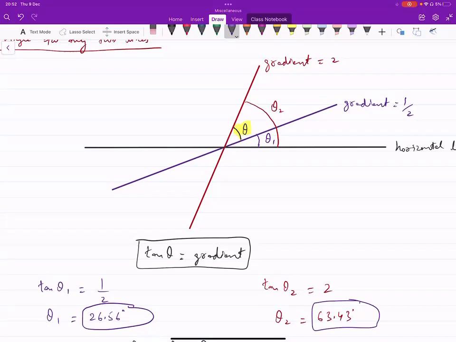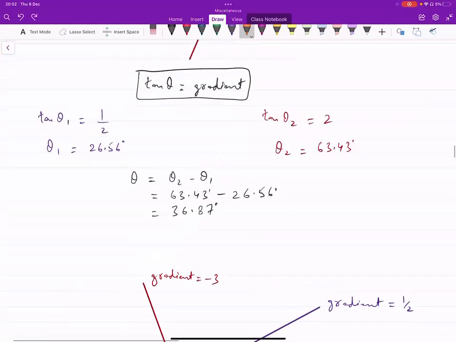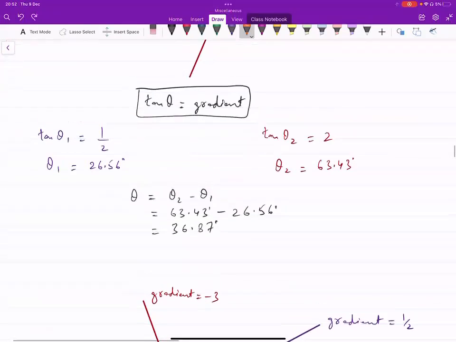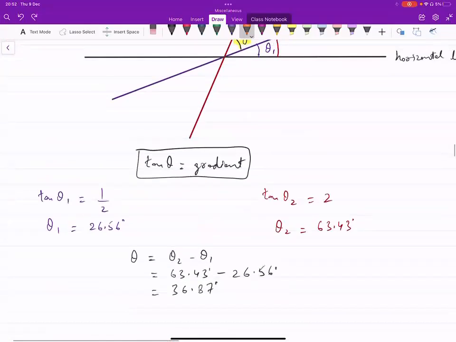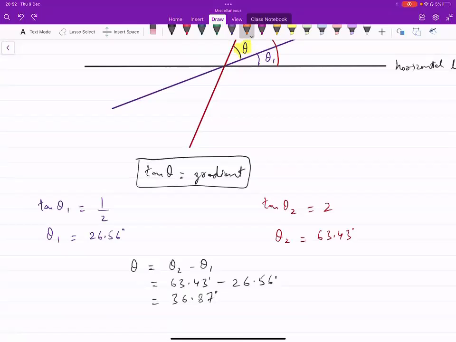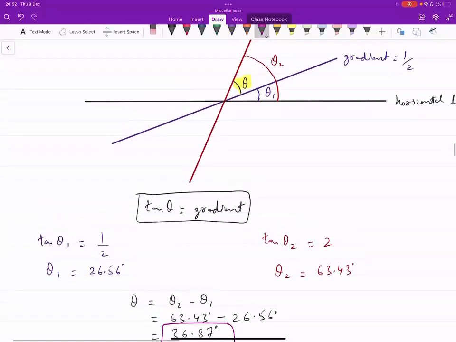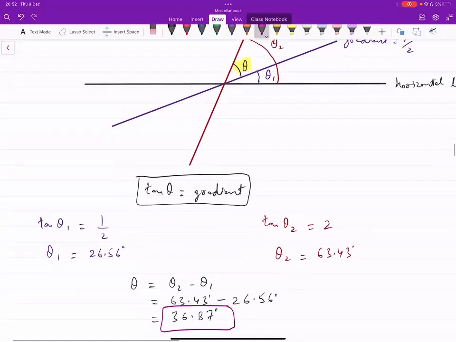And then you just subtract both of them, and that will give you the angle between those two lines, which is highlighted here. That's the angle theta here. आप इनको subtract कर लेंगे, and you get this from there. 63.43 minus 26.56, and that gives you 36.87 degrees here. That's the angle between those two lines. That's the value of theta. ठीक है, दोनों का x-axis angle find करके उनका difference find करके.